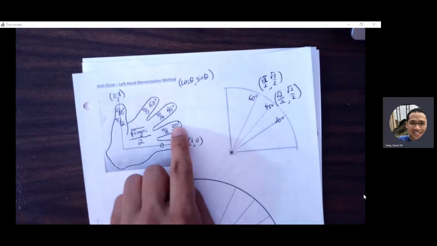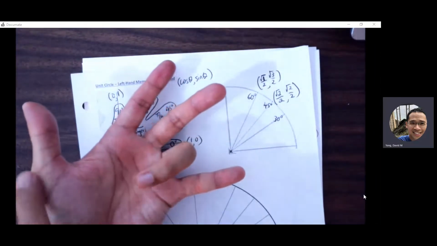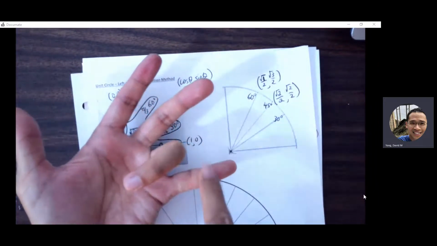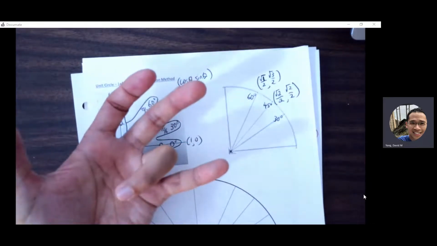Okay, finally, the 4th finger, the ring finger, we're going to fold that down. So if we fold that down, we see 3 fingers to the left. That's going to be your cosine. And then 1 finger to the right, and that's going to be your sine. So root 3 and root 1.